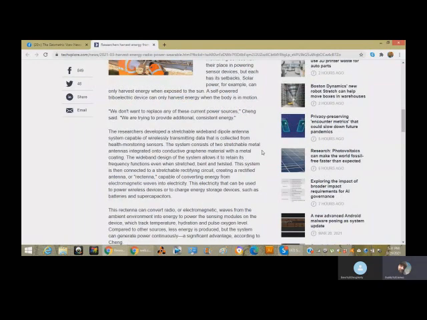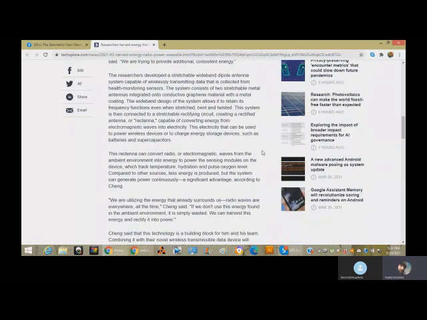The researchers developed a stretchable wideband dipole antenna system capable of wirelessly transmitting data that is collected from health monitoring sensors. The system consists of two stretchable metal antennas integrated into conductive graphene material with a metal coating. The wideband design of the system allows it to retain its frequency functions even when stretched, bent, and twisted.